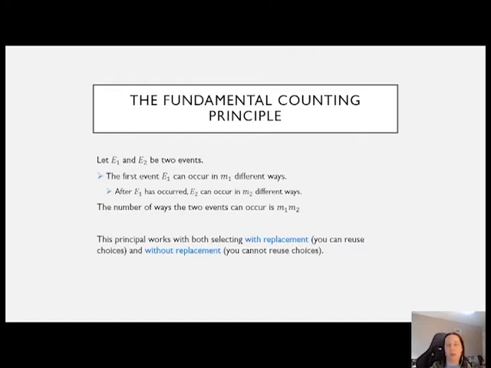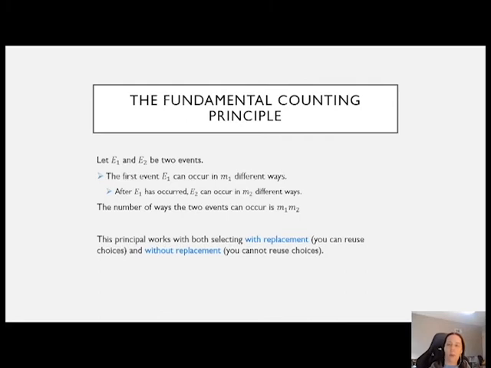We had 3 events, but you just multiply all of your choices together, and that gives you the total ways that it can occur. Now, this works if you're selecting with replacement, so that means that you can reuse choices. And it also works if you're doing without replacement, which means you can't reuse choices. Once you picked it, you can't pick it again. But you just have to take that into consideration when you're creating your multiplication and when you're considering, well, how many choices do I have after this first one occurred?